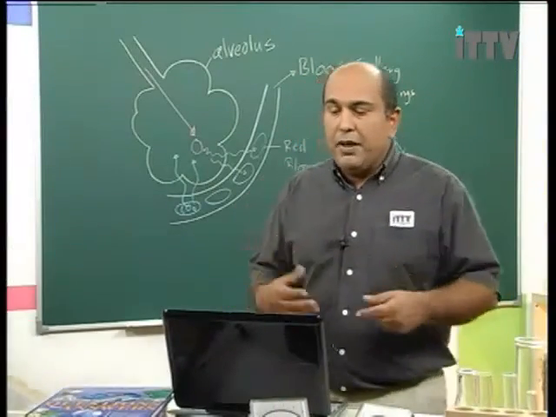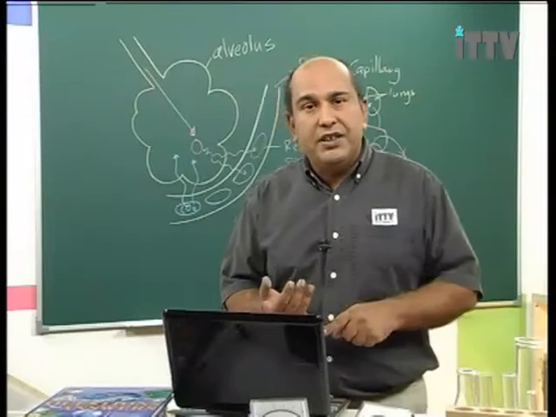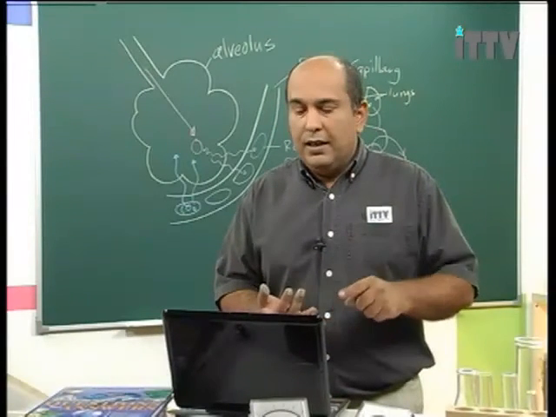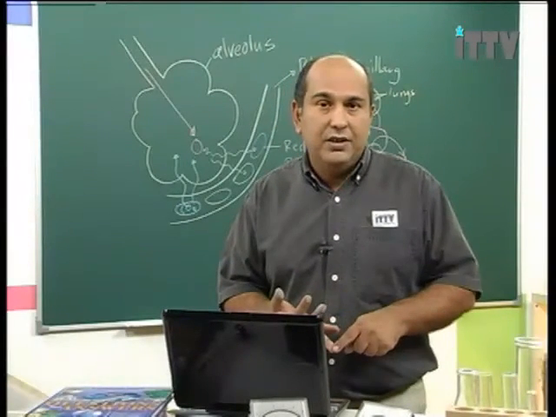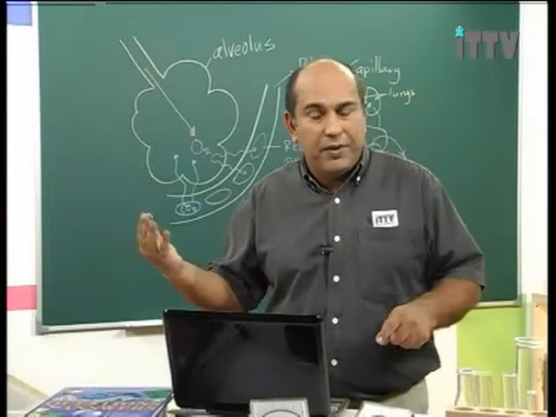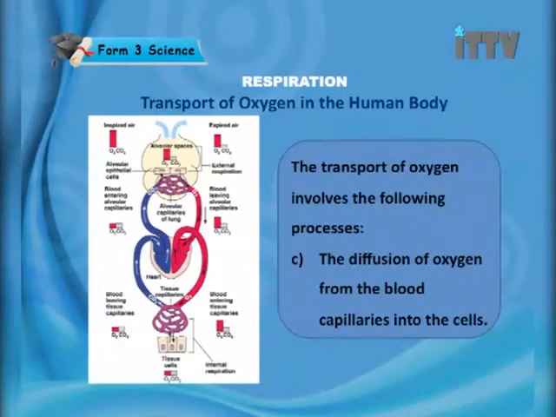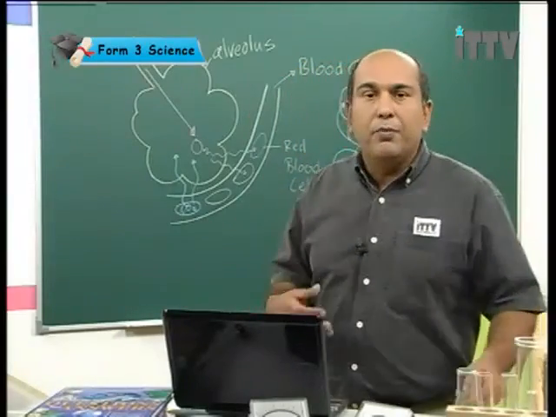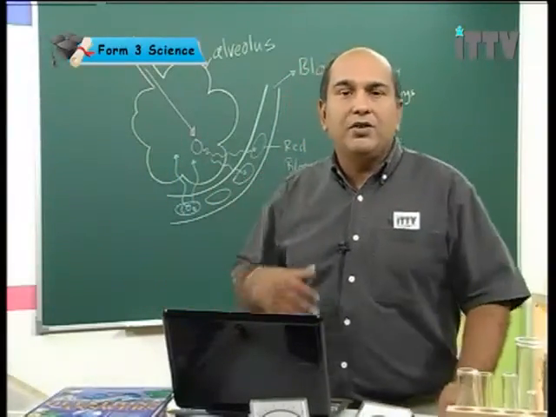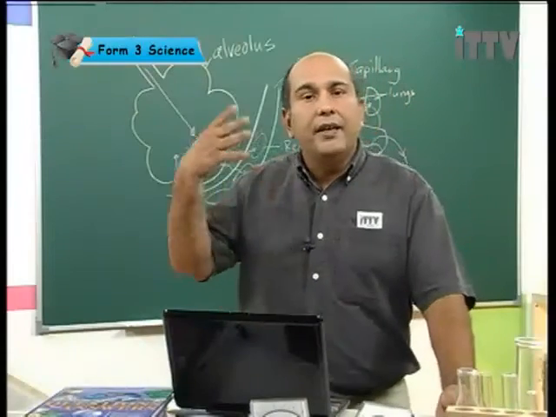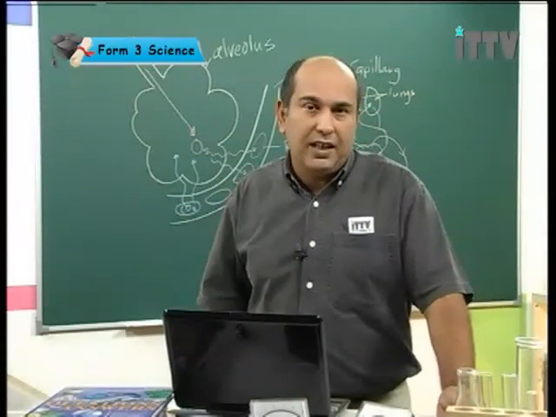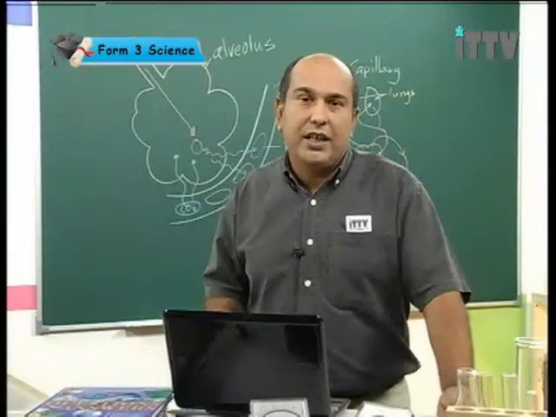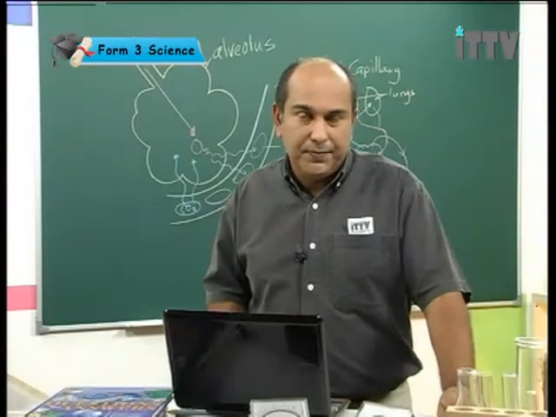So, remember, first the oxygen diffuses into the blood. Secondly, the blood carries the oxygen on the red blood cells away from the lungs. Third, the diffusion of oxygen from the blood capillaries into the cells. And this occurs at the body part. Once we've entered into the body, all the blood capillaries will surround the cells and then hand the oxygen over to the cells and take the carbon dioxide back to the lungs for us.